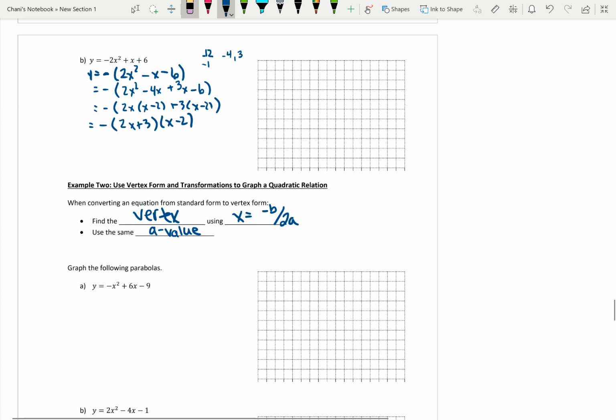So from this, I can see that my zeros are 2, 0, and then -3/2, 0. Okay, I'm just taking this and setting it to 0 and isolating x, and I'm taking this factor, setting it to 0 and isolating x. So 2 and -1.5. Okay, now I'll find my vertex.